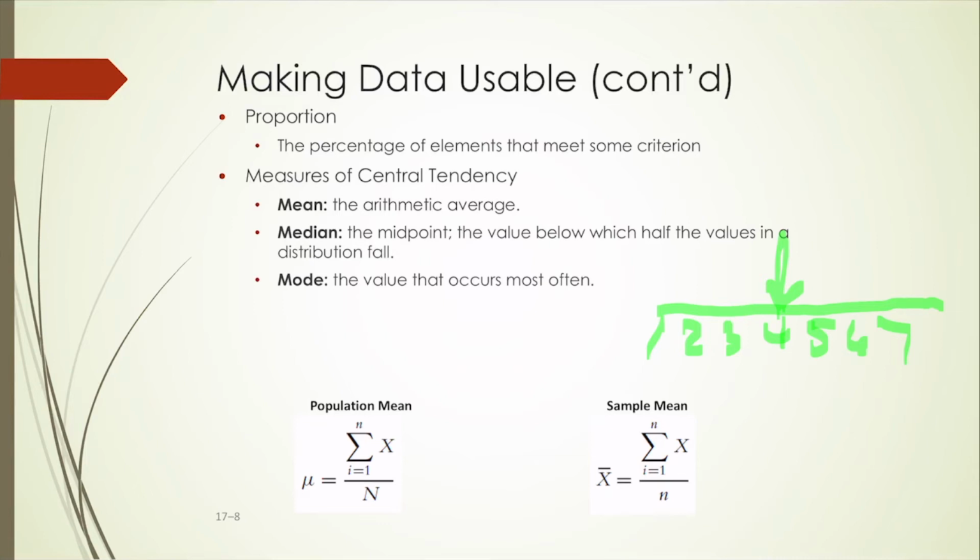The mode is just the value that occurs most. If I had 3 1s, 2 7s, and everything else was the same, I could say the mode was number 1 because there's more of them. So that's the difference between the mean and the median and the mode. The mode is just the value that occurs most often, and in this case it would be 1.